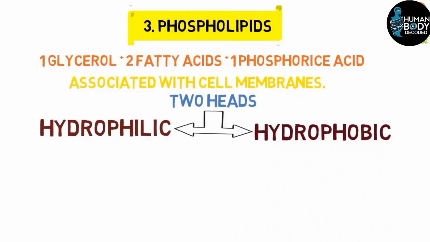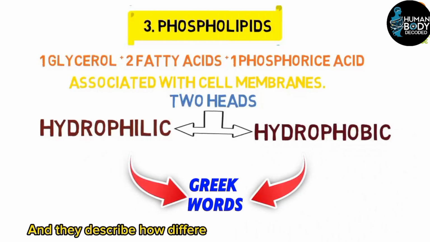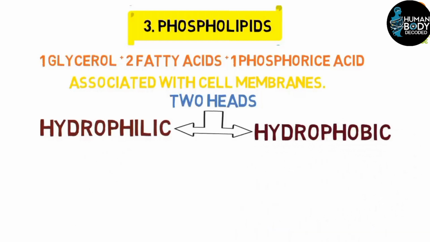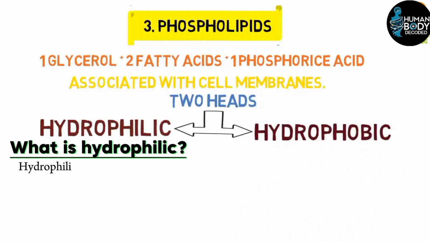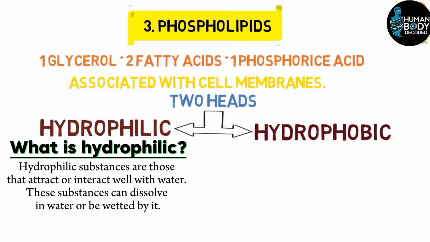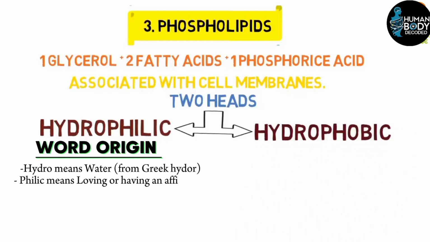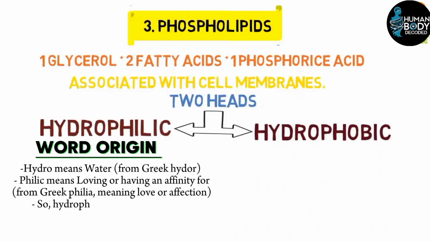The terms hydrophilic and hydrophobic come from Greek words, and they describe how different substances interact with water. What is hydrophilic? Hydrophilic substances are those that attract or interact well with water. These substances can dissolve in water or be wetted by it. Word origin: hydro means water, from Greek hydr. Philic means loving or having an affinity for, from Greek philia, meaning love or affection. So, hydrophilic means water loving.